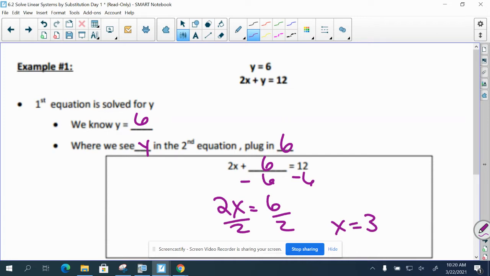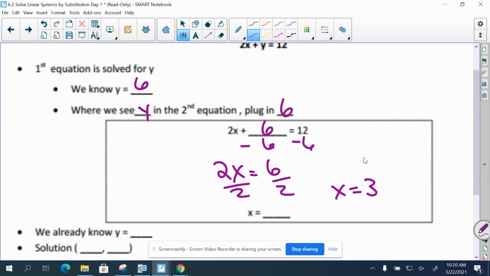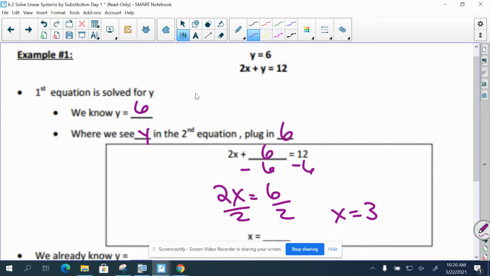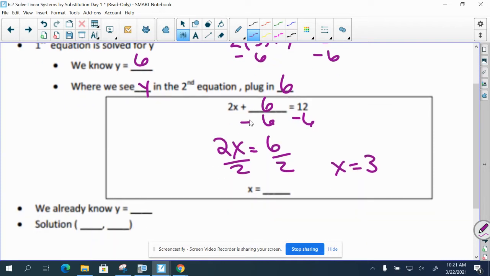And just like the other systems of equations, the solutions are the coordinate where they intersect. So if we were to take x equals 3 and plug it back in for x up here, you would get 2 times 3 plus y equals 12. This would be 6. So if you subtract 6 on both sides, you get 6. But remember that we already knew what y equals. y is equal to 6. So we actually didn't even need to do this. So here are the solutions. We already know y equals 6. So the solution would be (3, 6).